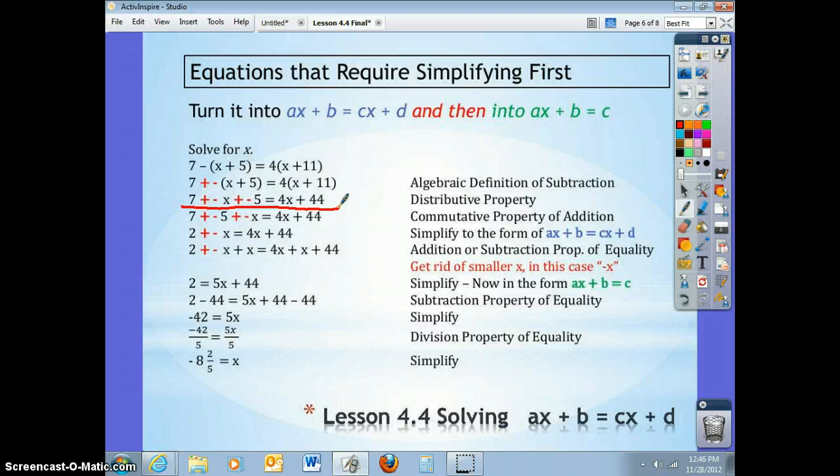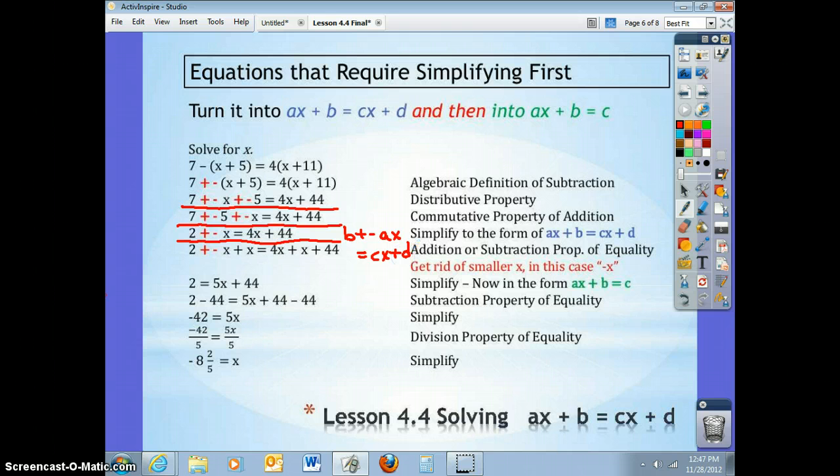And then we commute them around just so that the 7 and the plus negative 5 are next to each other. So we get 7 plus negative 5 plus negative x equals 4x plus 44. Combine the 7 and the negative 5 together, and we get 2 plus negative x equals 4x plus 44. Now we finally have it in the form of ax plus b equals cx plus d. This is actually b plus a negative ax equals cx plus d.